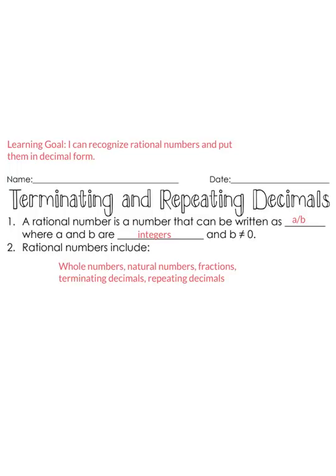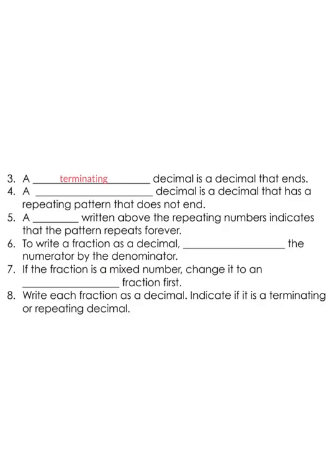Rational numbers include whole numbers, natural numbers, fractions, terminating decimals, and repeating decimals. A terminating decimal is a decimal that ends. A repeating decimal is a decimal that has a repeating pattern that does not end. A bar written above the repeating numbers indicates that the pattern repeats forever.